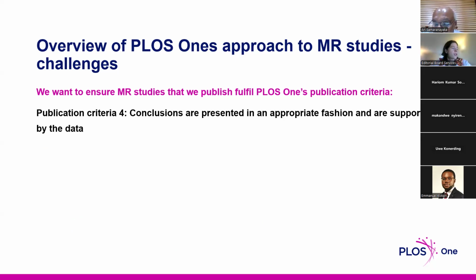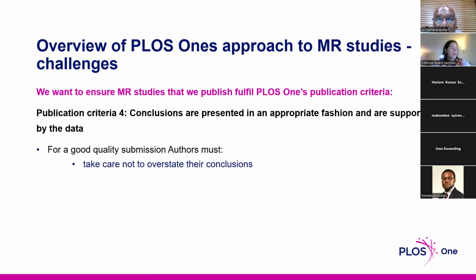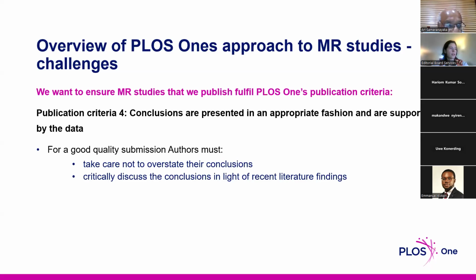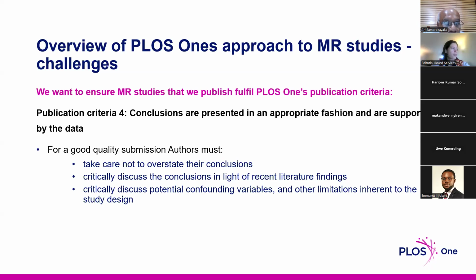Now, of course, there's publication criteria 4. Conclusions are presented in an appropriate fashion and are supported by the data. In order to go in line with that publication criteria, authors must take care to not overstate their conclusions. And this is important with these Mendelian randomization studies, especially in the absence of validation. You have to be careful in how much weight you put on the results that you find. They have to critically discuss the conclusions in light of recent literature findings. They also have to critically discuss potential confounding variables and other limitations inherent to the study design.